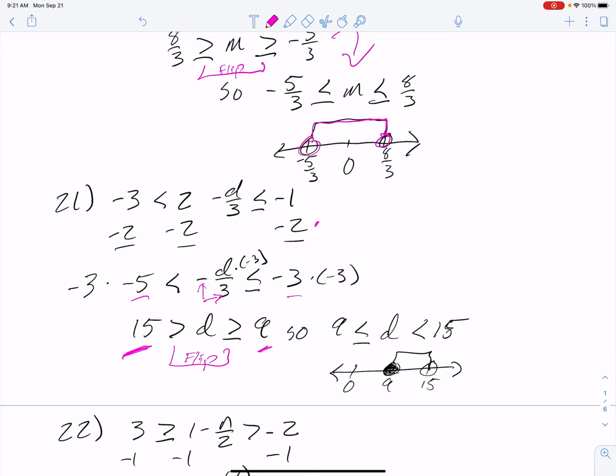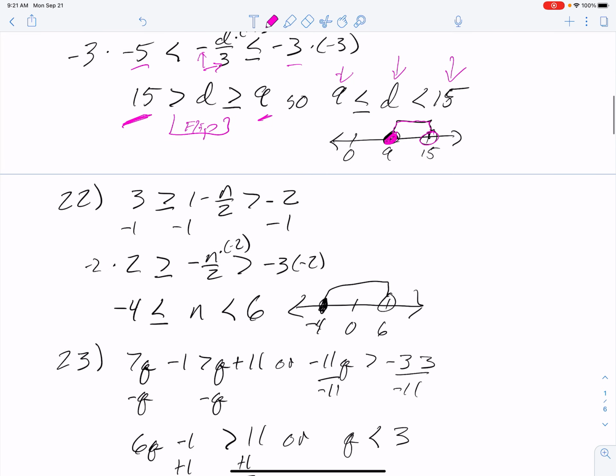Again, I prefer to see my smaller value, my variable, then my larger value. Noting that only the 9 is "or equal to," so only the 9 has the filled in circle, and the 15 has an open circle. Similar work in 22, I'm going to have to eliminate that fraction. What's a little interesting is that they've put the smaller value on the right, the larger value on the left. Not very common, but it's going to work out at the end of the problem.